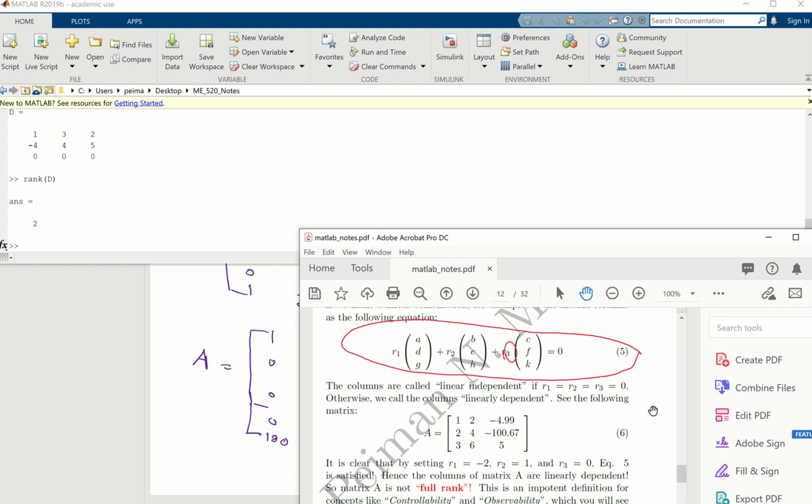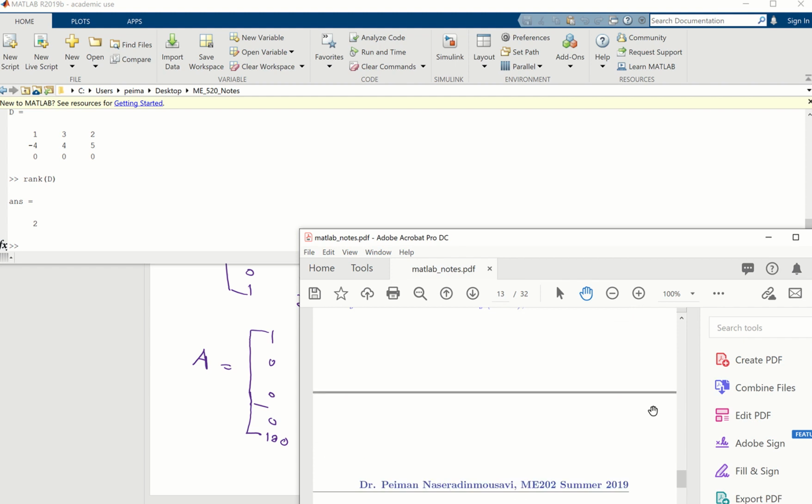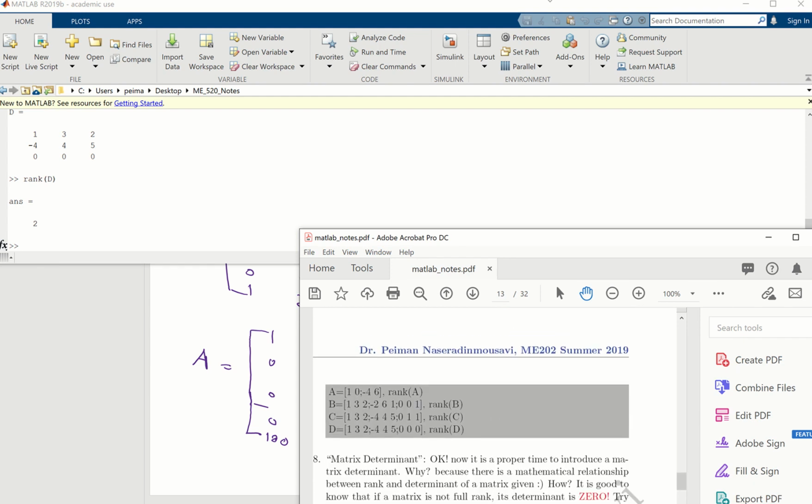Okay. Now I'm going to connect the full rank matrix to the inverse of a matrix in Matlab, the matrix determinant. Hopefully by tomorrow. Okay. Thanks.